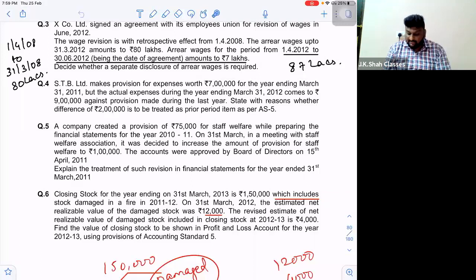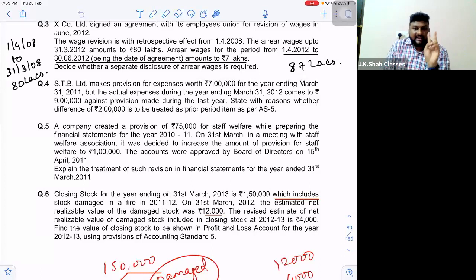So for this further provision of 2 lakhs, they are asking: state with reason whether the difference of 2 lakhs is to be treated as a prior period item. Is this a prior period item or is this an effect of change in accounting estimate? It's the effect of change. And the effect of change in accounting estimates is not a prior period item. Right? So how will you present your answer?